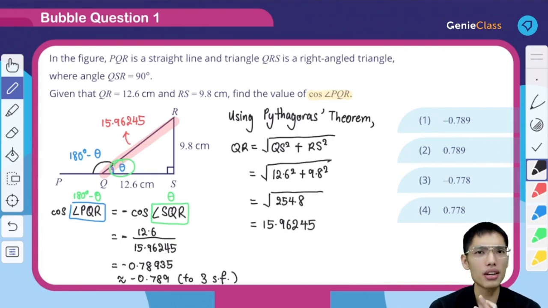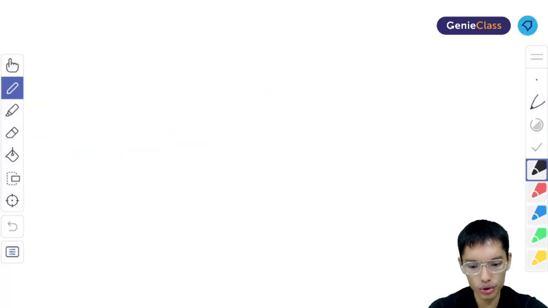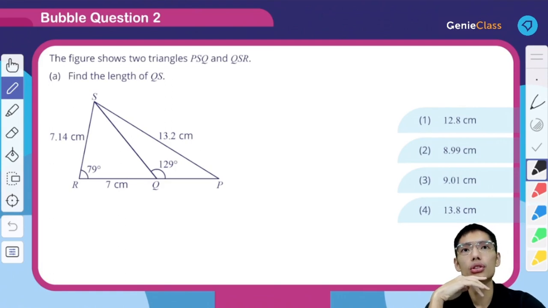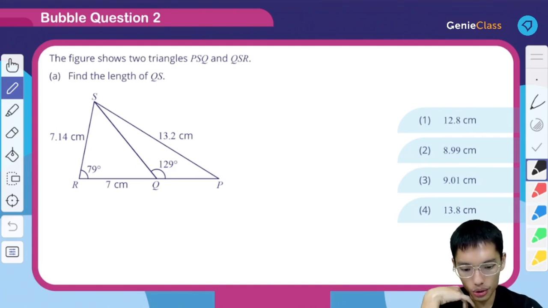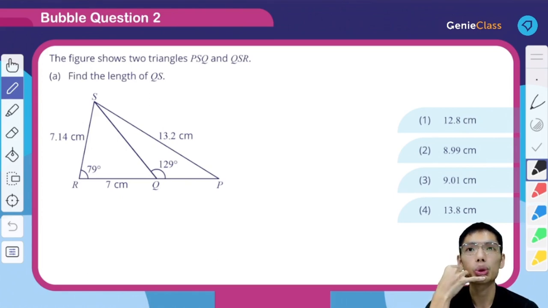Okay, now let's move on over here to bubble question 2. The next 3 bubble questions are linked. So 2, 3, 4 are actually linked to each other. Given 2 triangles, I want to find the length of QS. Now, how do I do so? Yes, how do I find the length of QS? Given an angle, given a side, now how would I do it?